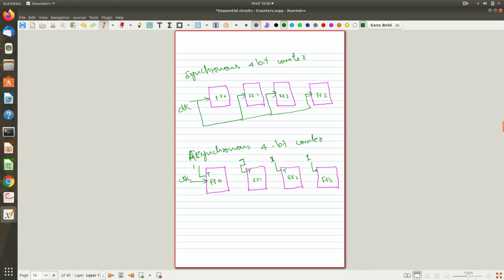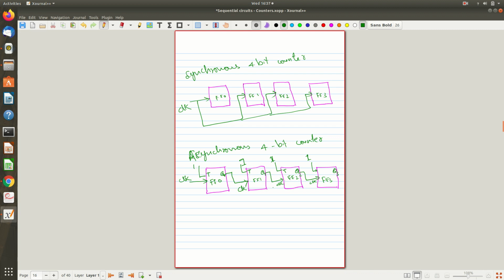Now every flip flop will have an output, right? This is output Q0, this Q1, the output of flip flop 2 is Q2, then Q3. The output of the first flip flop I will apply as the clock to the second one, and it is not a common clock. Similarly, the output of this one I will apply as the clock to the third one, and the output of this one as the clock pulse to the fourth one. You may be wondering how it is working, and for that we have to analyze the circuit.